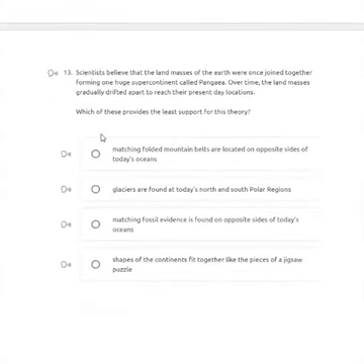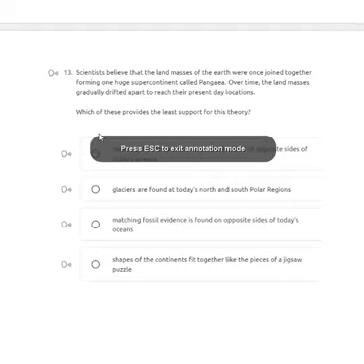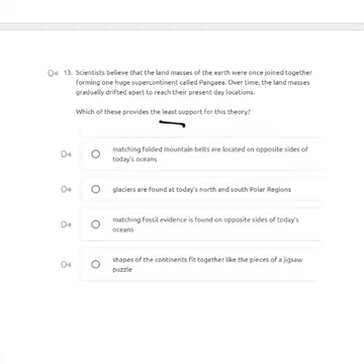All right, in our next question, we see that scientists believe that the land masses of the Earth were once joined together, forming one huge supercontinent called Pangaea. Over time, the land masses gradually drifted apart to reach their present-day location. Okay, so our key word here is least. So which of these provide the least support for this theory?